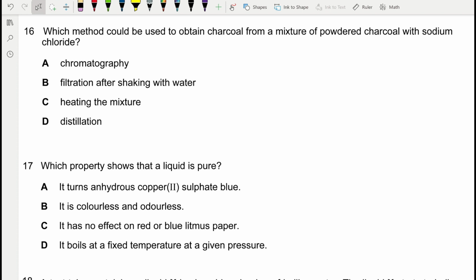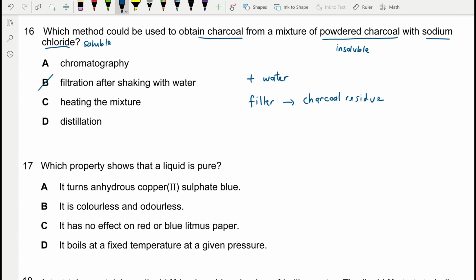Question 16. Which method could be used to obtain charcoal from a mixture of powdered charcoal with sodium chloride? Powdered charcoal is insoluble in water, whereas sodium chloride is soluble in water. So if you want to obtain charcoal, you can add water to dissolve the sodium chloride and then filter the charcoal. The charcoal will be the residue. So answer is B.